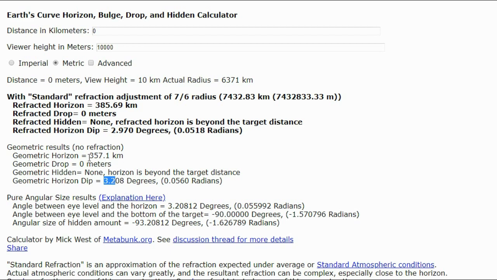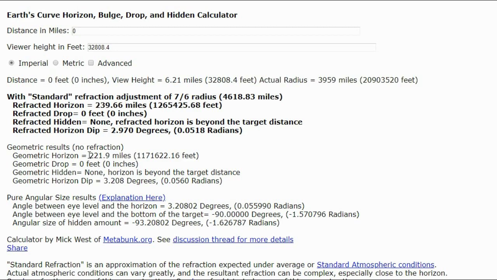You just do not know it. And considering that the horizon is so far away, and by this point at 357 kilometres away, or 221 miles, it's all hazy and fuzzy anyway. So that is number 1 debunked. Let's move on to number 2.